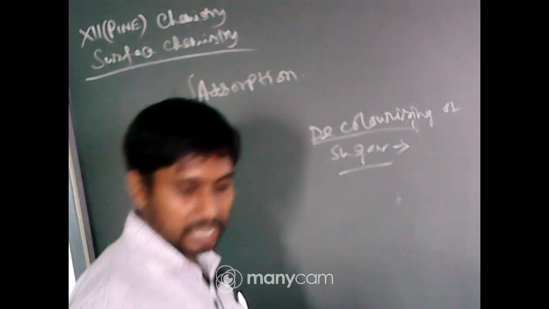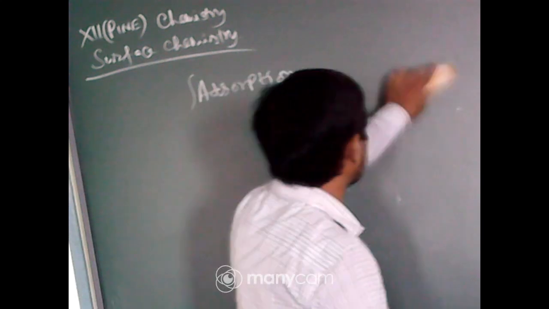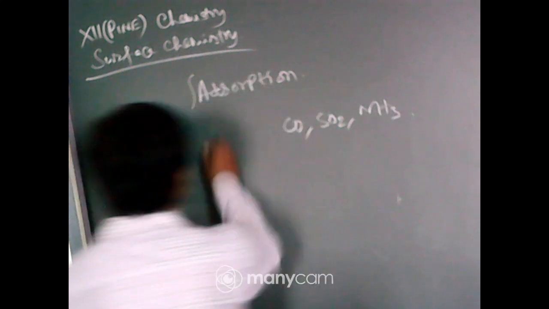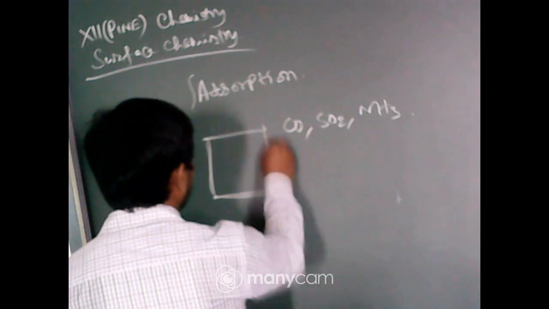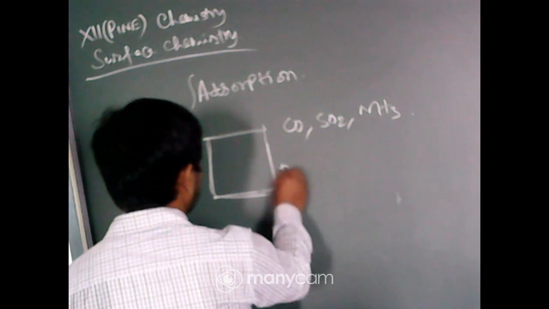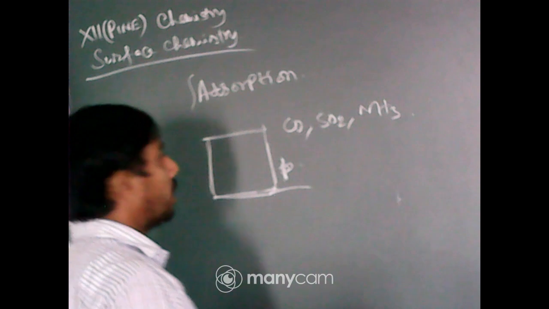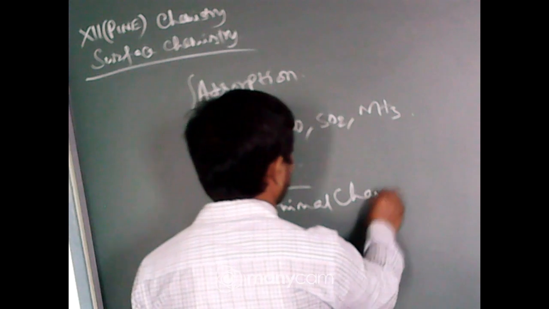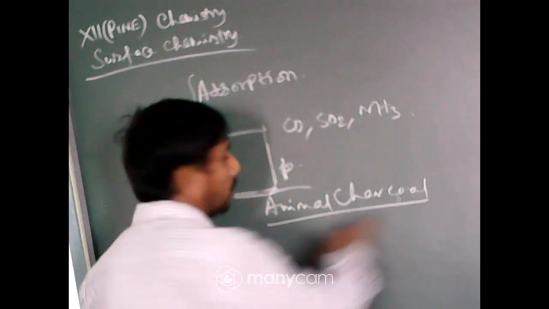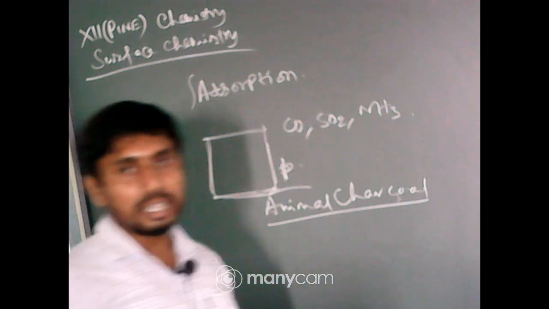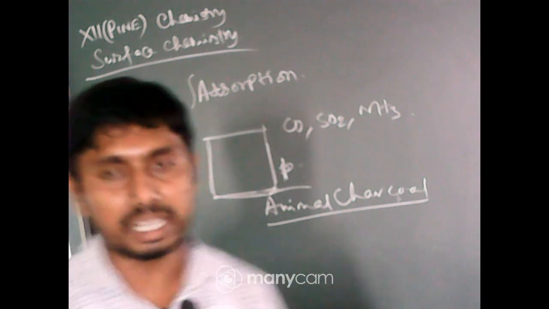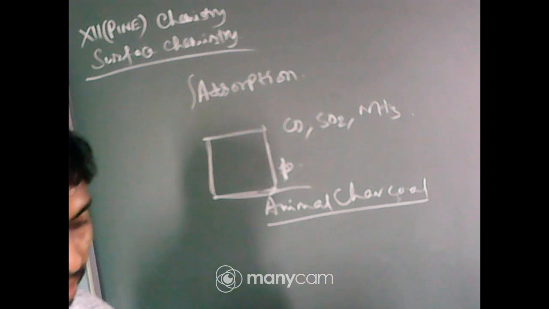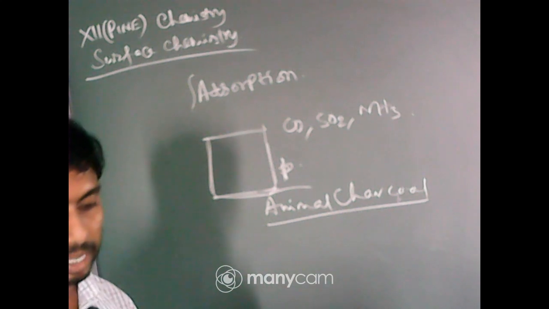That means gases like carbon monoxide, SO2, NH3 are kept in an enclosed vessel, that is a closed system, and the pressure P is measured. If we add some animal charcoal, and after some time we measure the pressure, then we can see that the pressure has decreased. It is one real example of adsorption. Another example we may take is organic dyes, for example blue litmus.